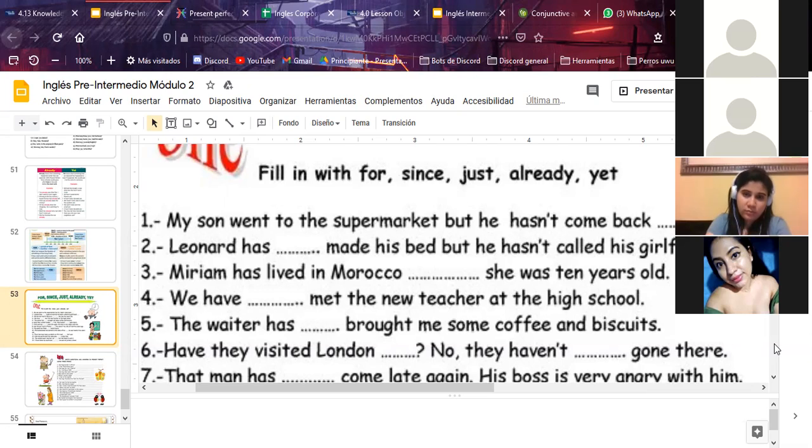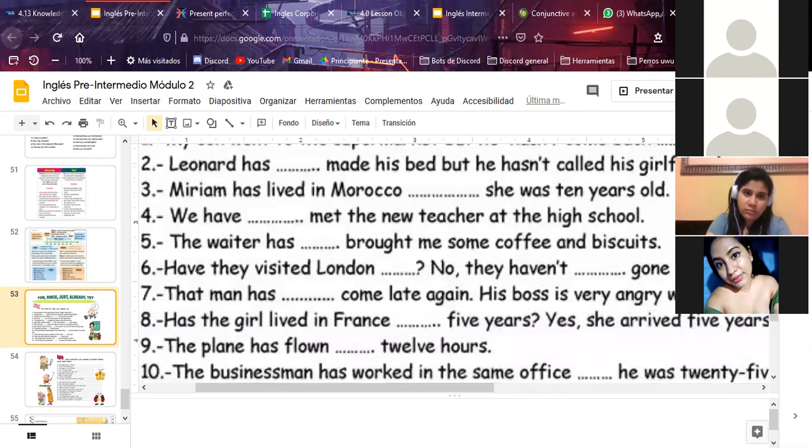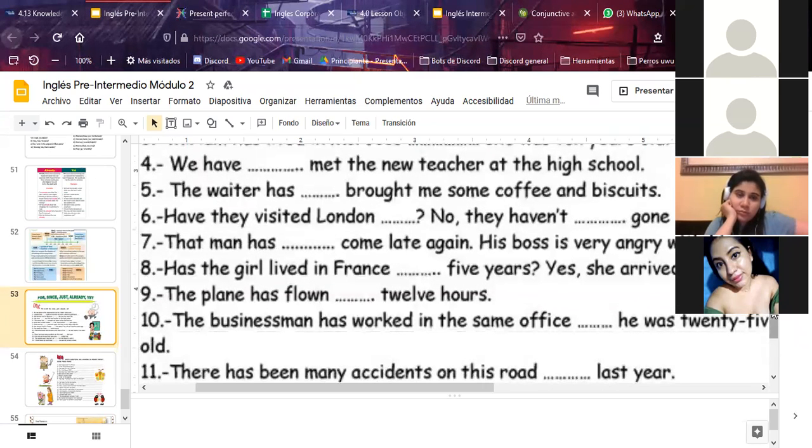So you can see that we can use them in the same sentence because there are two different ideas. Okay. And you can combine. Who is going to be number three? Miriam has lived in Morocco since she was 10 years old. Perfect. Because when she was 10 years old is the period of time when it started and continues. Nice.